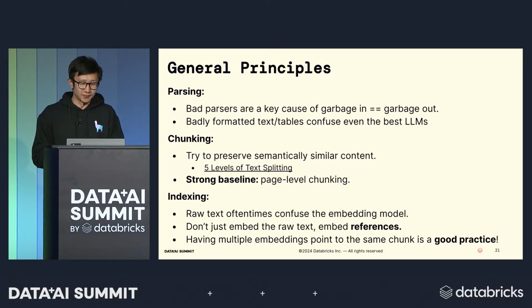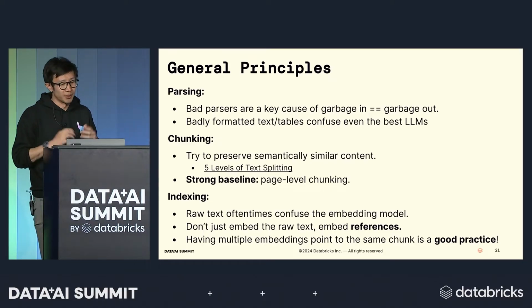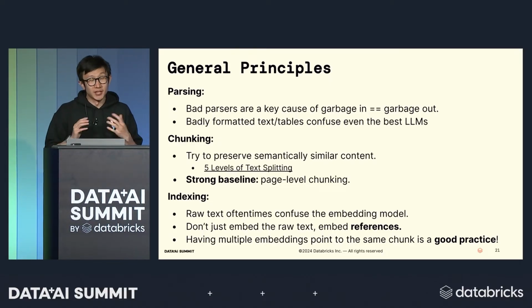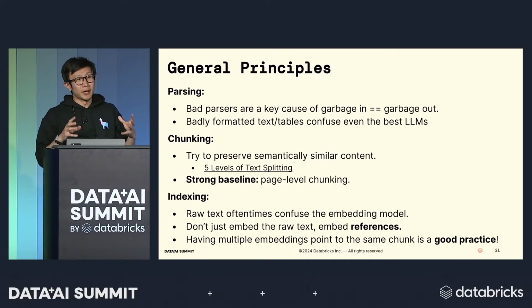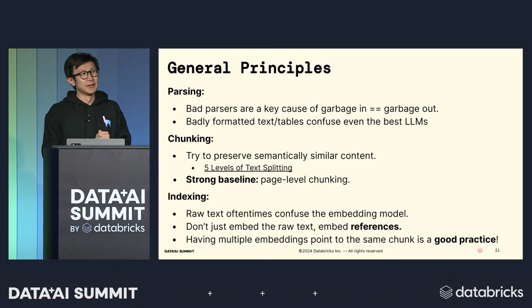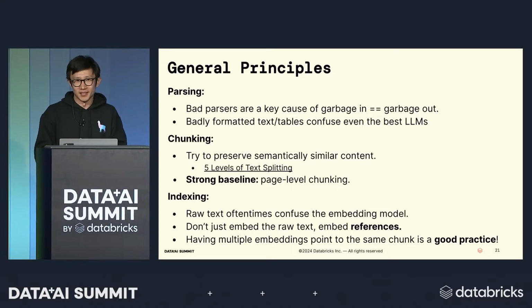Another general thing that's typically a pretty strong baseline is this idea of page level chunking. Page level chunking basically just means you take in a set of files, you split them into pages, and then each page itself is just a chunk, right? This is honestly a pretty strong baseline. If you're building a RAG pipeline, it's one of those things that I would encourage many of you to just try out.